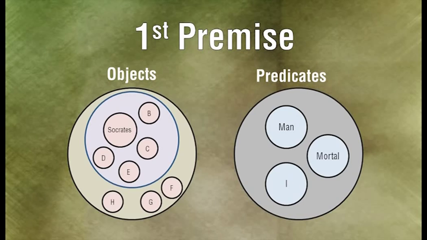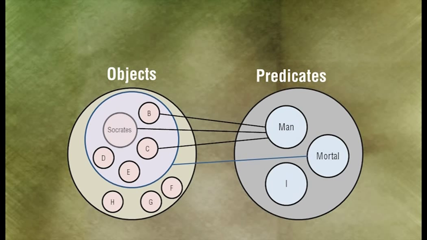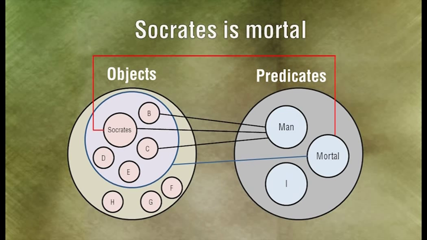Now the elements of the set of objects that are linked to the predicate man are contained in the set of elements linked to the predicate mortal. That is what the first premise states. Socrates, an element of the set of objects that is linked to the predicate man, is also linked to the predicate mortal, and this is expressed by saying that Socrates is mortal. Thus, what corresponds to a linguistic regularity of syllogism is a comparatively simple mathematical construction.